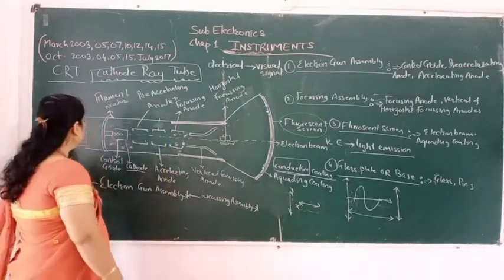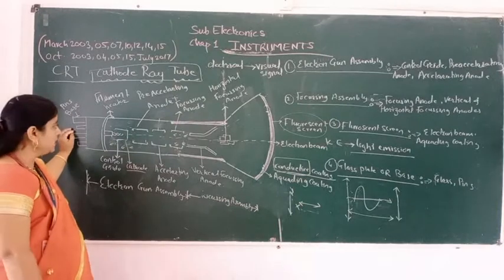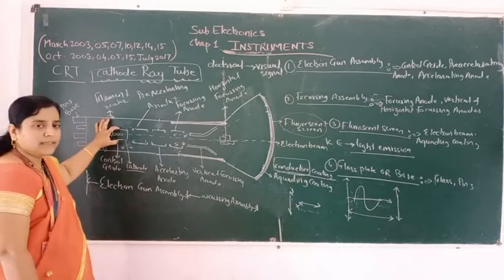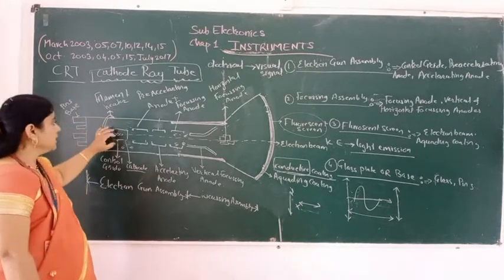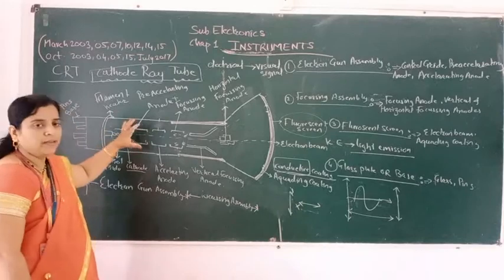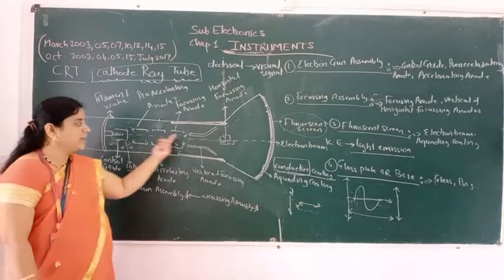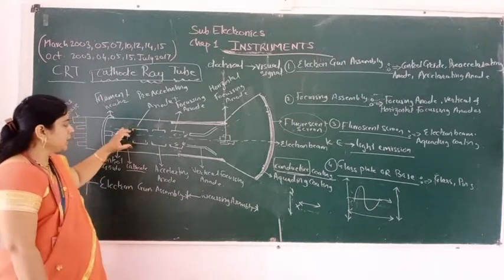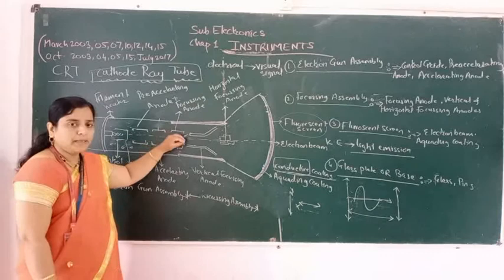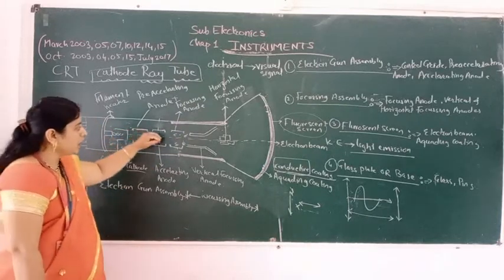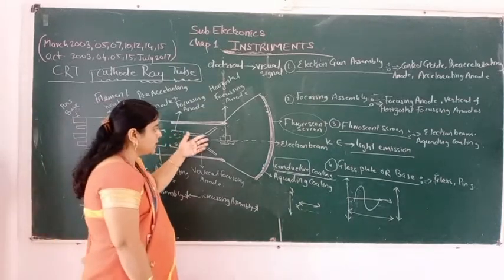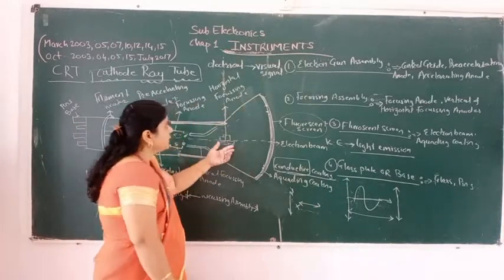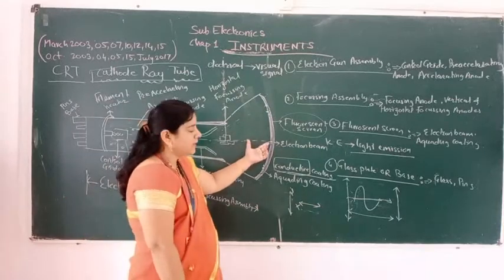What happens when supply is given? The heater starts heating, then electrons are emitted, and those electrons flow everywhere. They should not flow everywhere, they should go in one direction. Therefore, accelerating anodes are used, and they give the path to the beam to flow through. When it flows up to here, it gets the horizontal or vertical direction. If it is a vertical direction, it flows up and down. If it is a horizontal direction, it flows to the left and right side.